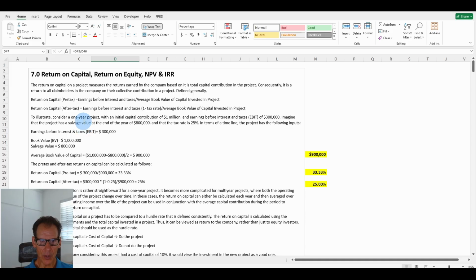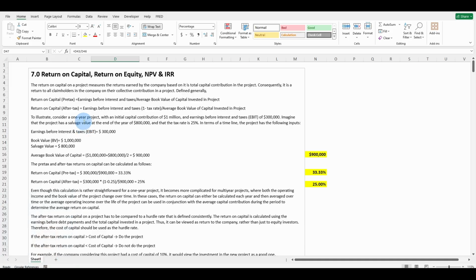To illustrate, consider a 1-year project with an initial capital contribution of $1 million and earnings before interest and taxes of $300,000. Imagine that the project has a salvage value at the end of the year of $800,000 and that the tax rate is 25%. In terms of timeline, the project has the following inputs. Earnings before interest and taxes equals $300,000. Book value, $1 million. Salvage value, $800,000. Average book value of capital, $1 million plus $800,000 divided by 2, equals $900,000.